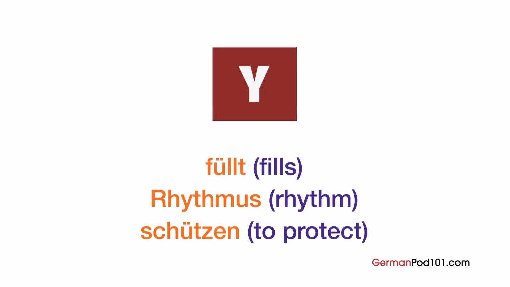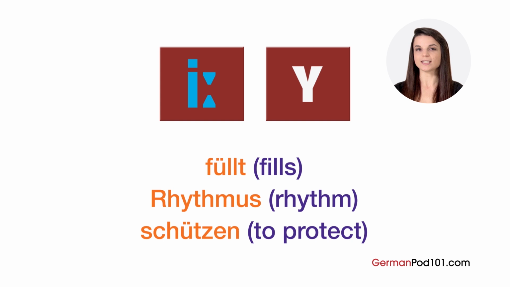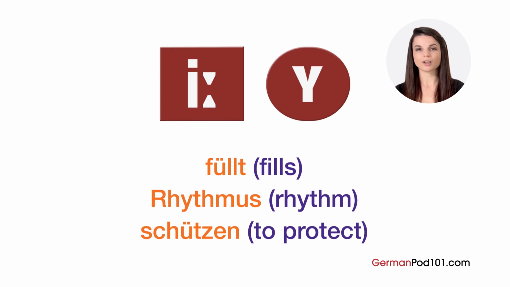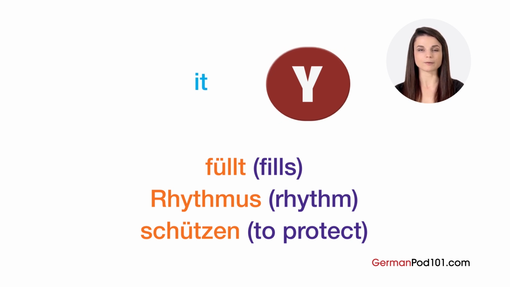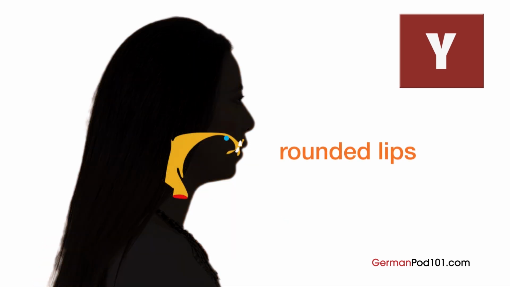The next vowel is Ü, as in füllt, Rhythmus, schützen. It's identical to the previous sound, except that the lips are rounded. Try saying the word it while rounding your lips. Ü, Ü.